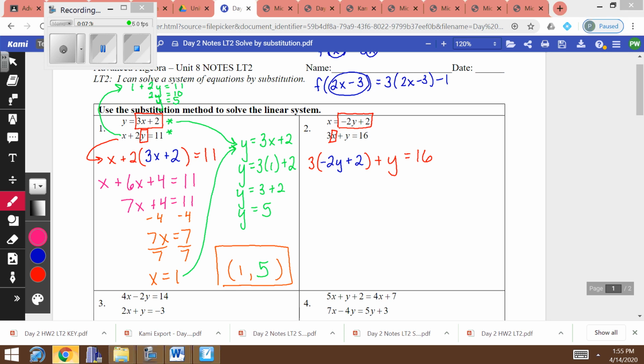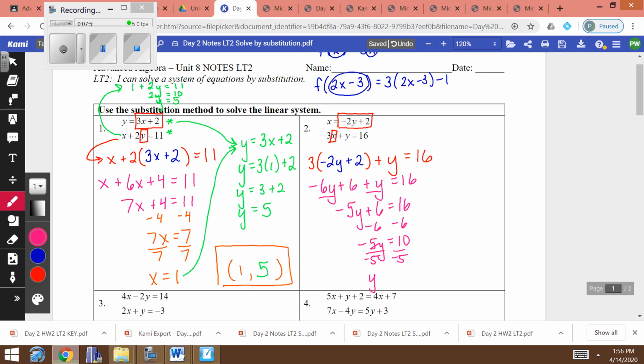All right, I'm going to go through the solving. This gives us negative 6y plus 6 plus a y is equal to 16. Combine my like terms together and keep solving. Subtract the 6 from both sides. Divide by negative 5, and we get that y is equal to negative 2.